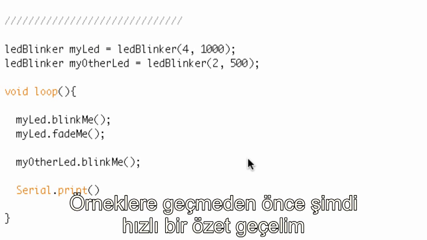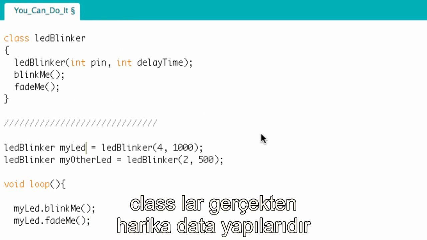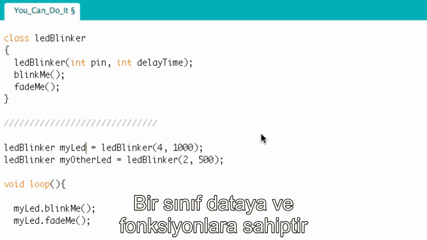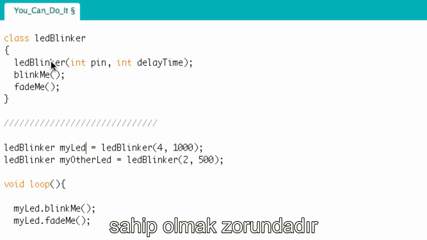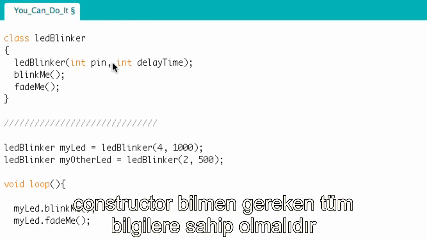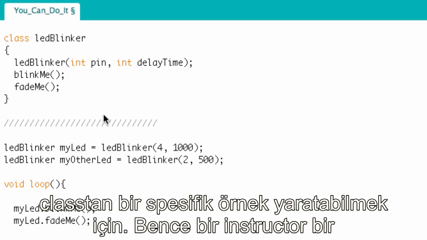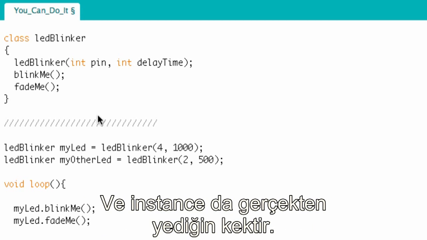Okay. So let's just do a quick recap before we jump into some of the examples. A class is like a really cool data structure. Okay. A class has data and it has functionality. A class has to have a name, and a class also has to have a constructor. And the constructor is always the same name as the class. The constructor has all of the information that you need in order to make a specific instance of that class. So think of the constructor as the cookie cutter. Okay, the constructor is the cookie cutter, and the instance is like the actual cookie that you eat. Okay?